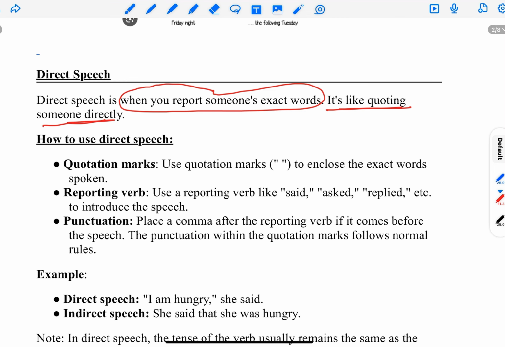How to use direct speech? How can we differentiate between direct and indirect speech? Let's see what are the differentiation markers which separate a direct speech from an indirect speech. You can identify a direct speech by looking at quotation marks. So use quotation marks to separate direct speech and place a comma after the reporting verb like said, asked, replied, etc.